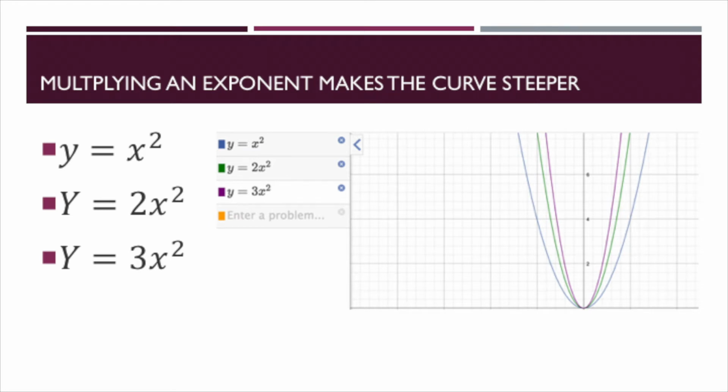So one of the first tricks we learn is that multiplying an exponent makes the curve steeper. If you look at the screen, y equals x squared is the blue line, and you'll notice it's a fairly broad curve. Then y equals 2x squared is the green line, which is a little bit closer. Then y equals 3x squared is the even tighter line. So as you put in a multiplier, you'll notice that the curve of the parabola gets steeper.